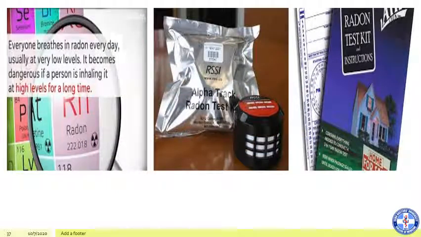Everyone breathes in radon every day, usually at very low levels. It becomes dangerous if a person is inhaling it at high levels for a long time. Radon accounts for the majority of most people's exposure to ionizing radiation.